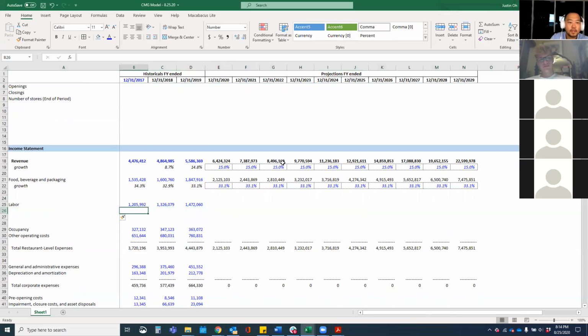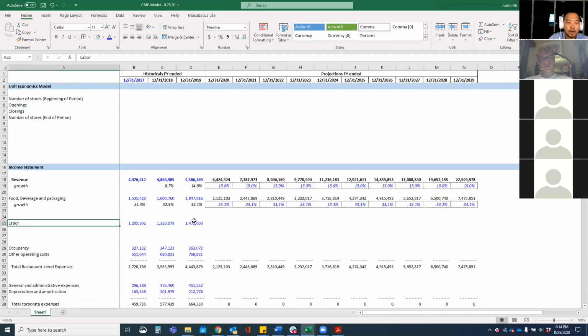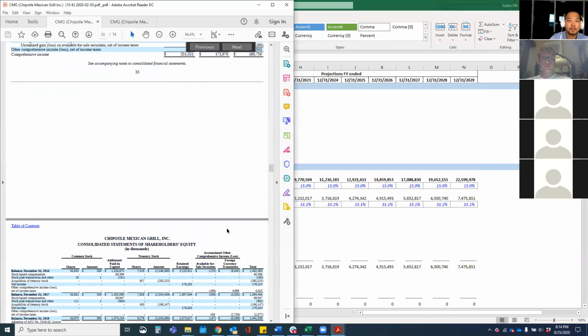Labor. Over time, I'll probably drive labor as dollars per store, because I'll assume that each store requires, I don't know, an average of 10 staff paid at like $10 an hour, and they all have the same store hours. That's how I would drive it. But for now, actually, let's do that right now. Otherwise, you can't really drive it.